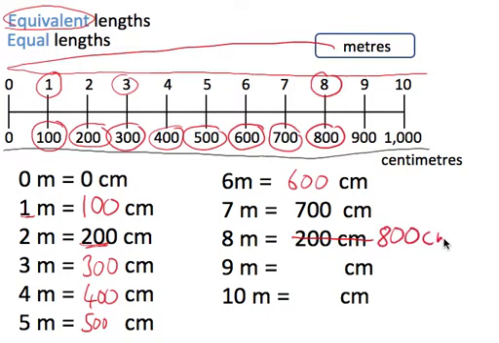Alright, 9 meters is 900 centimeters, and 10 meters is 1,000. Can I fit in 1,000? 1, 0, 0, 0. 1,000 centimeters. So those are the equivalent lengths, equivalent values, equal values.